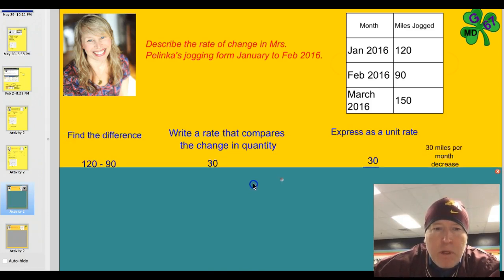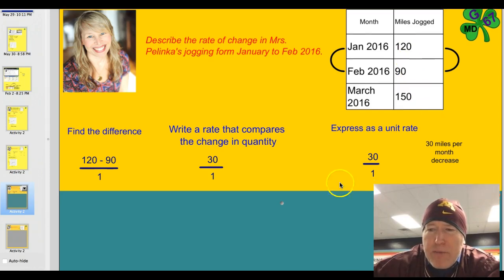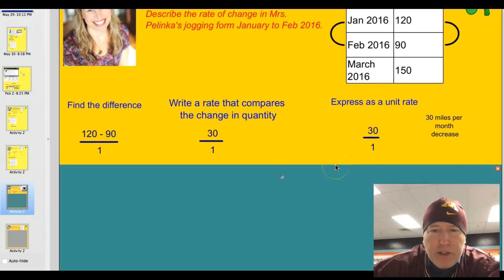Well, first of all, you got to find the difference. So looks like I've got that set up for you here. Looks like from January to February, the difference was a total of 30 miles for that 1 month. So it went down, from 120 to 90. So we have a 30 miles per month decrease. So this is our first negative rate of change here. So it went down.